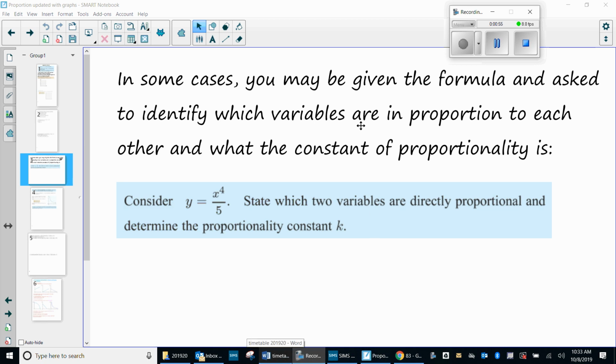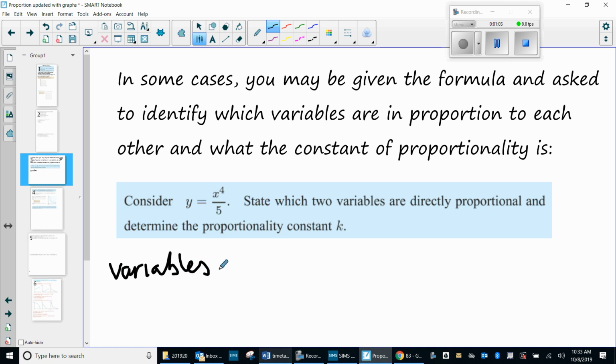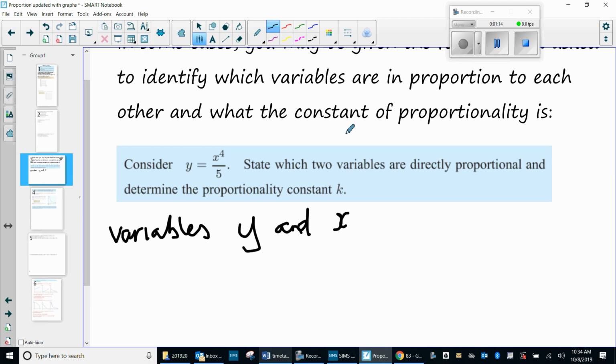So the variables... Okay, so let me try this. The variables are y, thank you, and x. Now, the things that are directly proportional are what Sienna said. So y is proportional to x to the power 4. Okay?